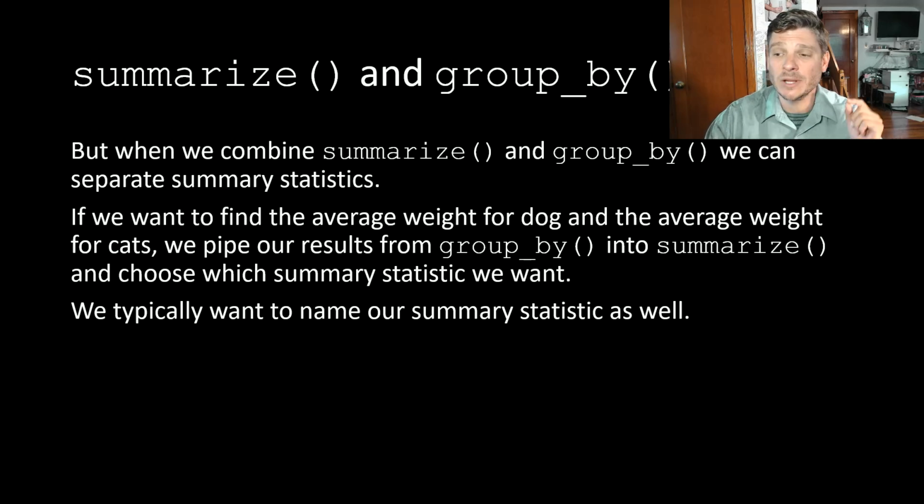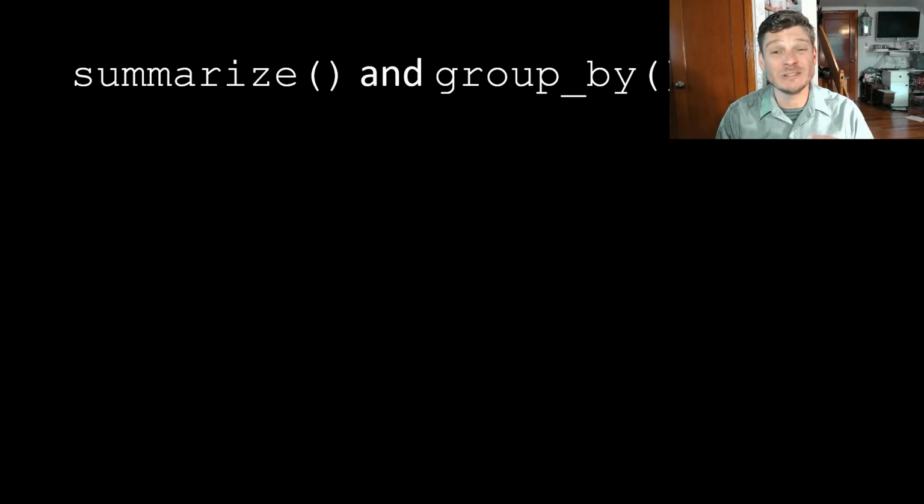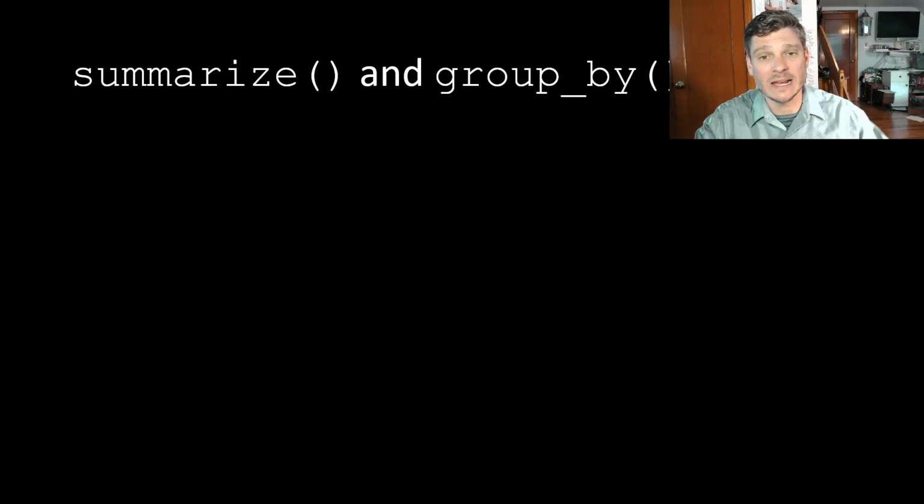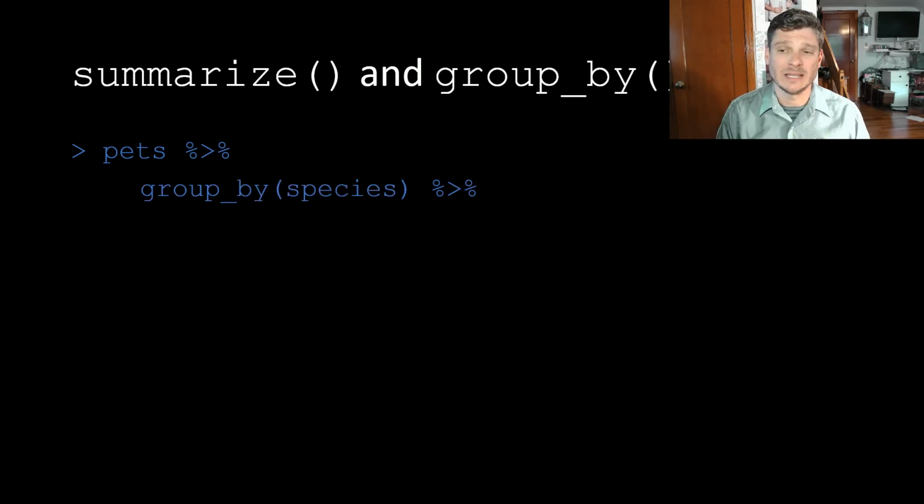And again, typically we're going to want to name our summary statistic as well. Again, a good idea to save it because our output is going to be a data frame again. Don't forget, every output is a data frame. Every input is a data frame. We modify it somehow, and then we get an output of a data frame as well. So in this case, I'm going to take my pets data frame, pipe it in, and group it by species. Again, we know the species were either cats or dogs.